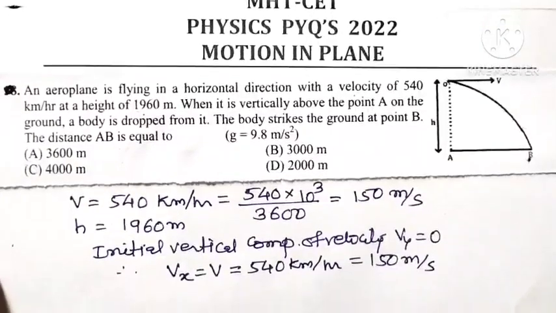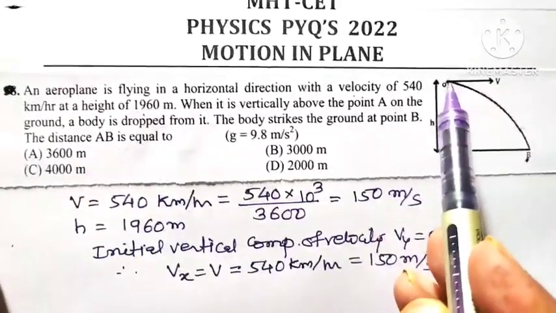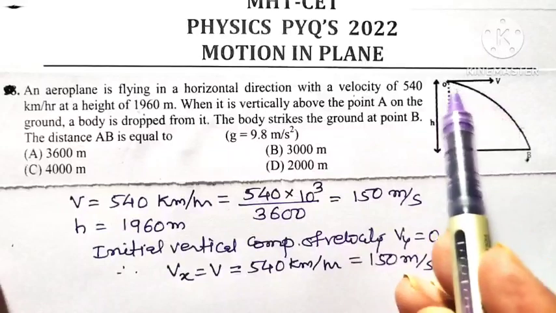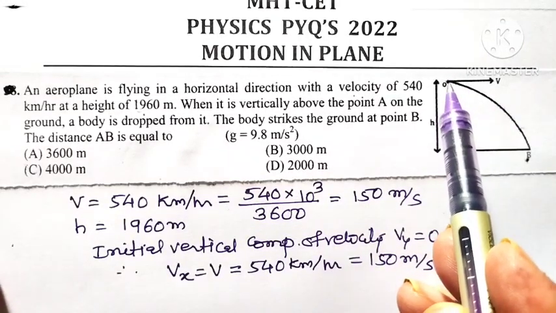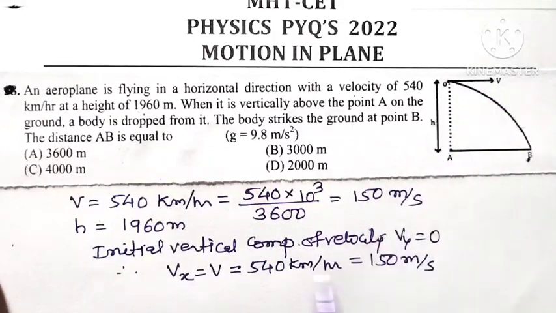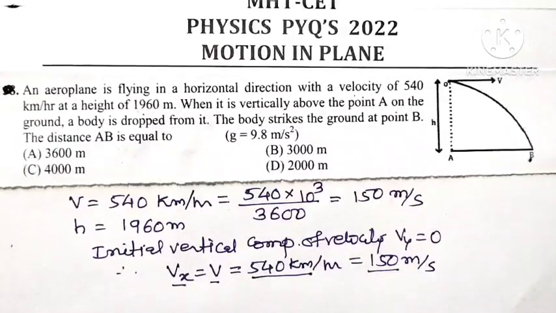So what is the clue here? Whenever a body is dropped from the plane, that body has no vertical component of velocity. Whatever velocity with which that object is dropped is nothing but its horizontal velocity. So Vx is equal to 540 km per hour, or 150 meter per second.